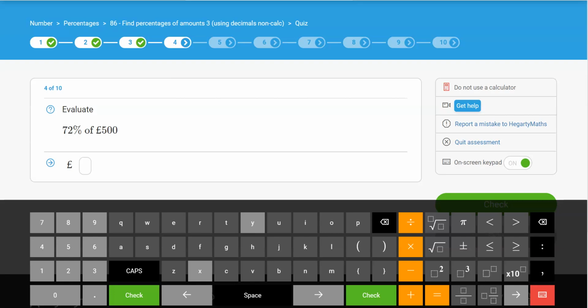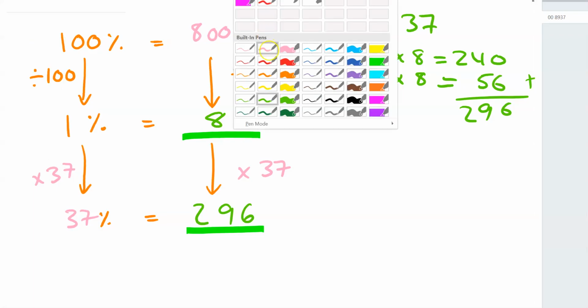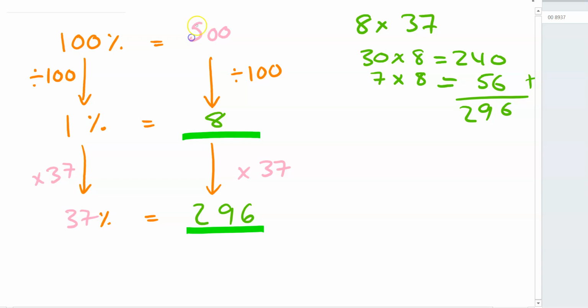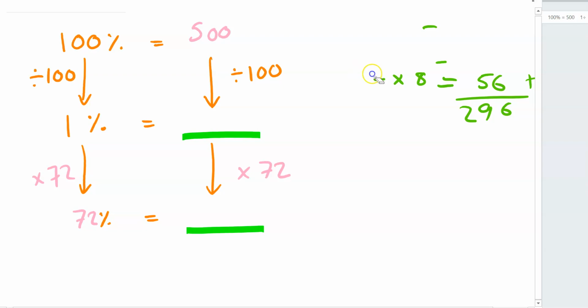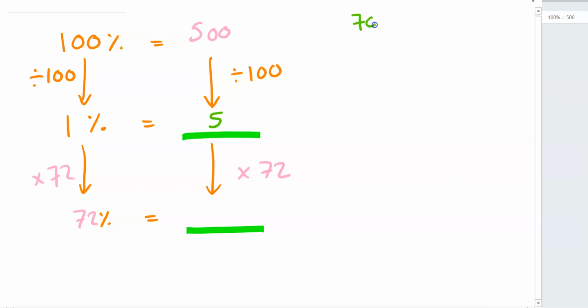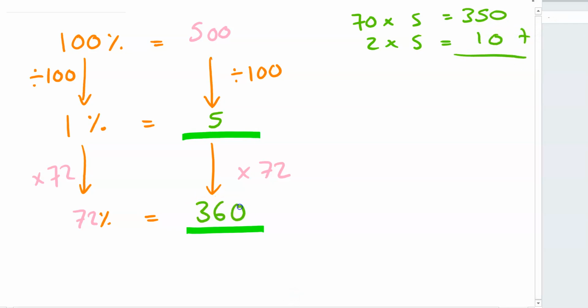Alright, next one. The number is 500, the percent is 72. Right, so the calculation now becomes 500 divided by 100 is 5. Now I need to do 5 times 72. So I'm going to do 70 times 5 and 2 times 5. 70 times 5 is 350, 2 times 5 is 10, add them together is 360.